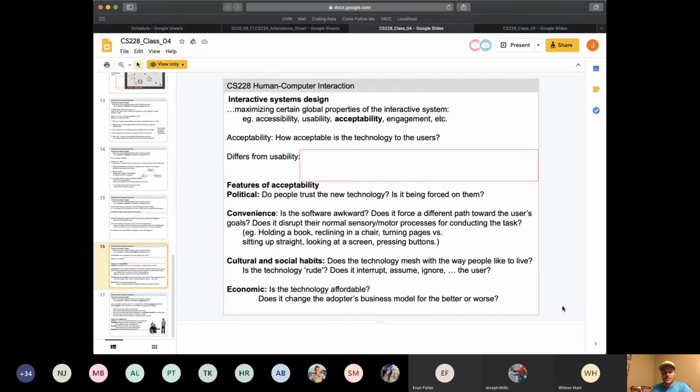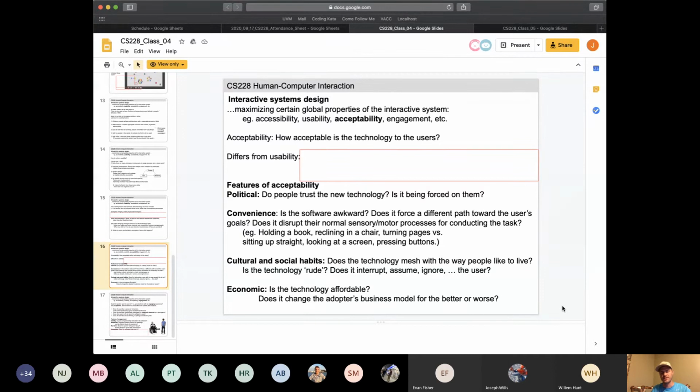Does it force a different path toward the user's goals? Does it disrupt their normal sensory motor processes for conducting the task? So one way we can think about this is maybe an ebook, electronic books. Those took a while to catch on. I think more and more people are using them now. I use them more than I used to, but there are some, right? So there's a convenience factor there in that I can have lots of books on there.